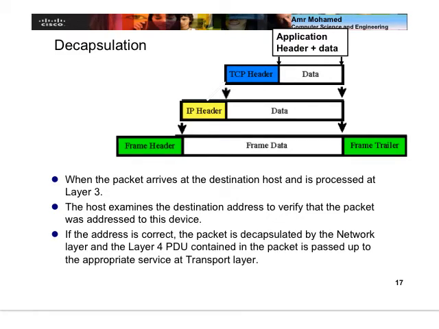So when the packet arrives at the destination host and is processed at layer 3, the host examines the destination address to verify that the packet was addressed to this device. So in every layer, I have to ask myself, is this address my IP address or my physical address? If the answer is yes, then after processing, I have to push it up in the stack. Okay, so that's the general rule. If it's not my IP address, then I have to do something about it.